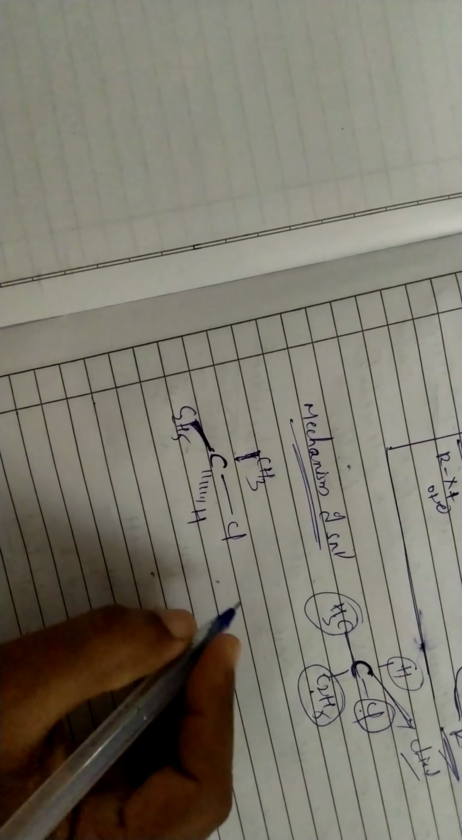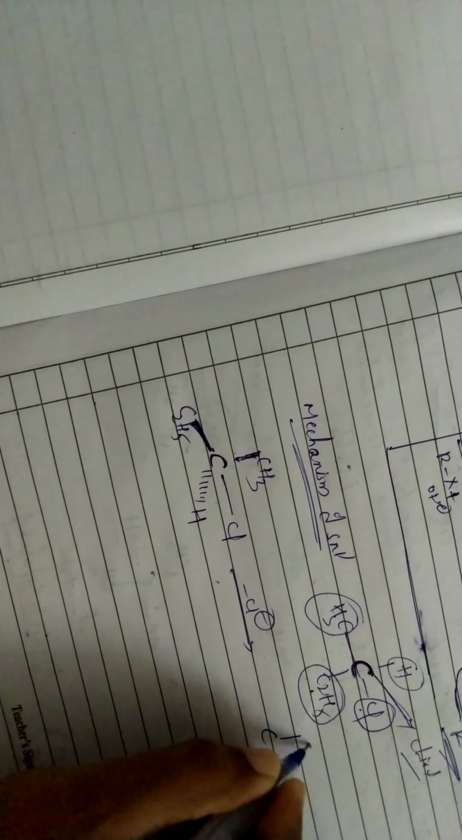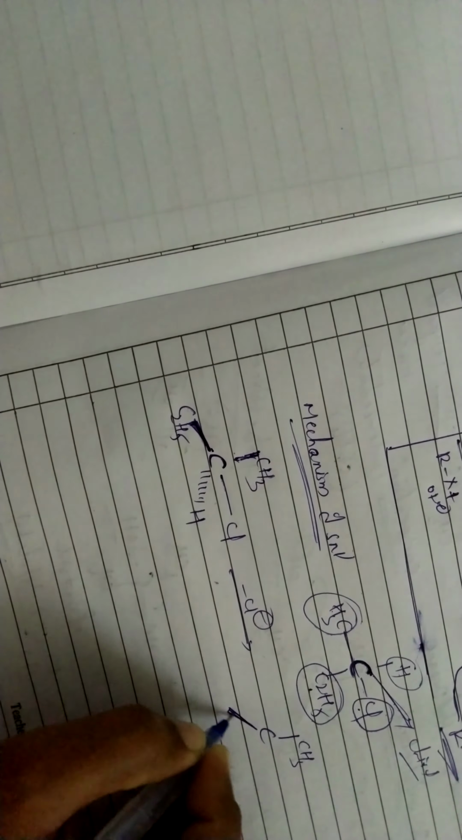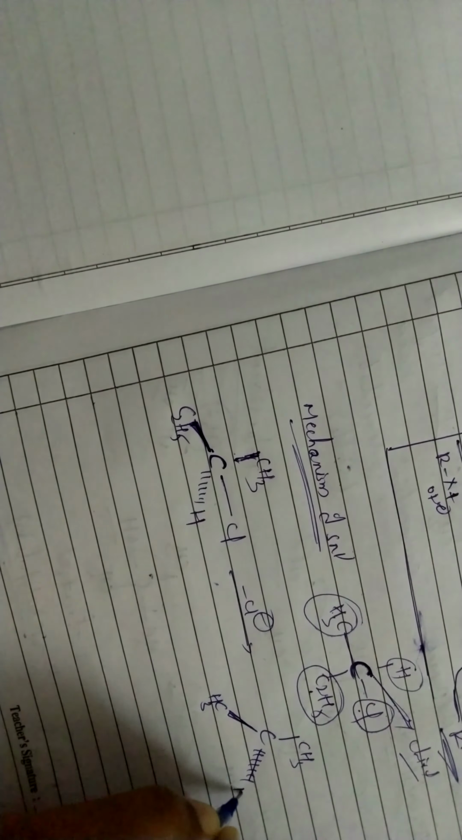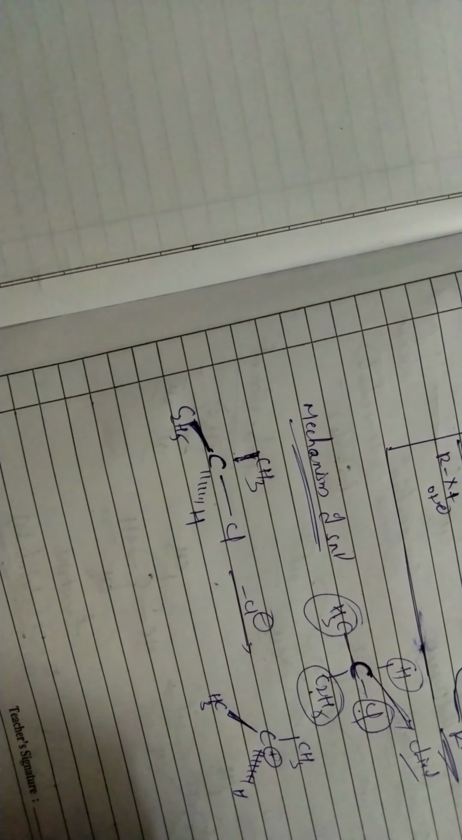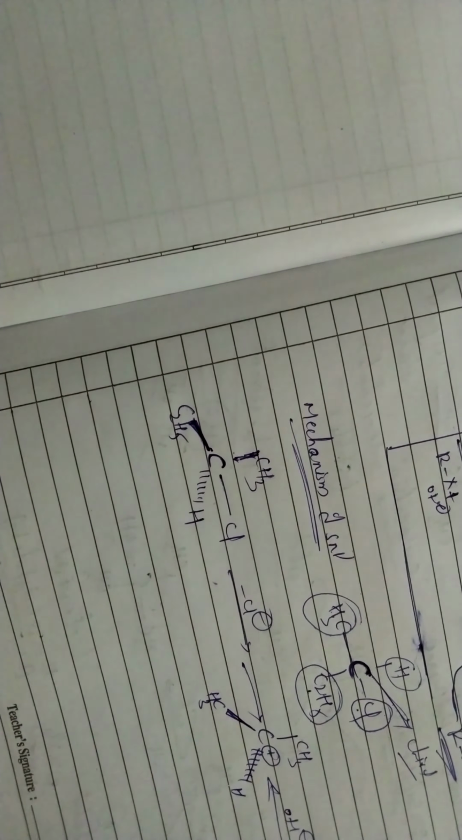In step 1, what happened? Chlorine is going out. So we are getting a trigonal planar carbocation intermediate. Now we have 2 options. OH minus can attack from the back side, or it can come from the front side.